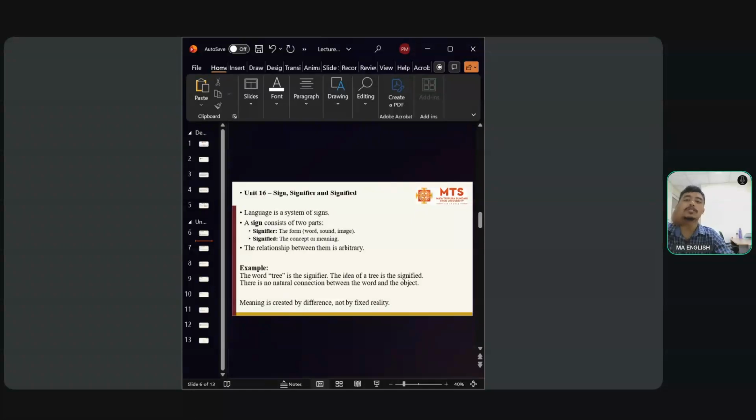When you see or hear the word tree, okay, the second part is the signified. The signified is the concept or the mental image that the signifier calls up in your mind. So the idea of a tree, with the branches and leaves and roots. Now here is the most important and often surprising point. The relationship between the signifier and the signified is arbitrary.